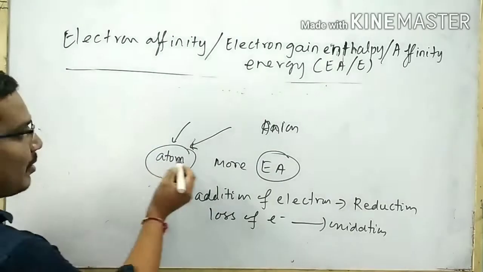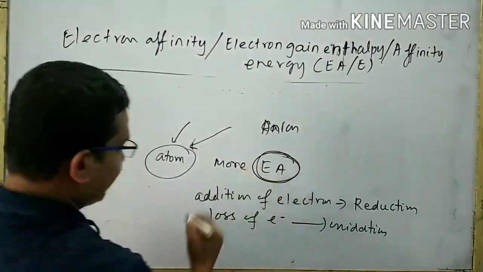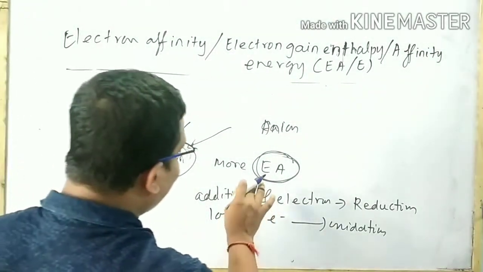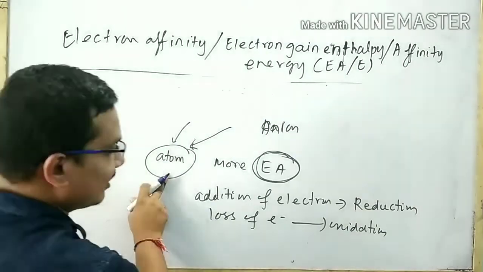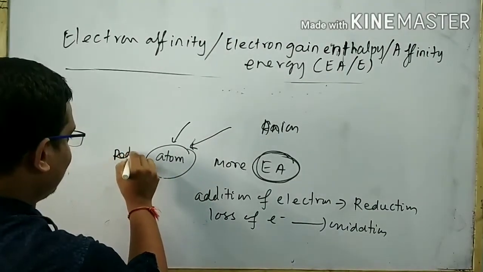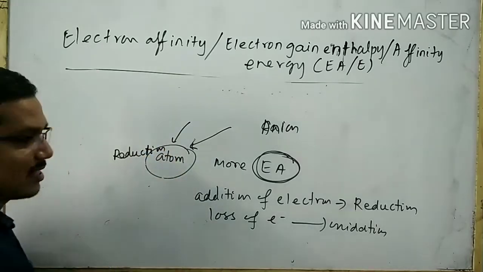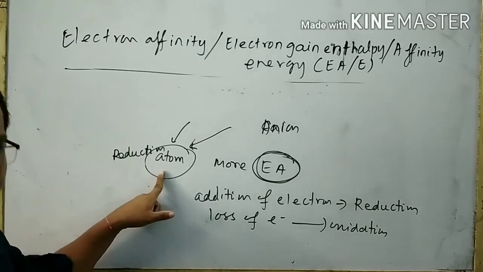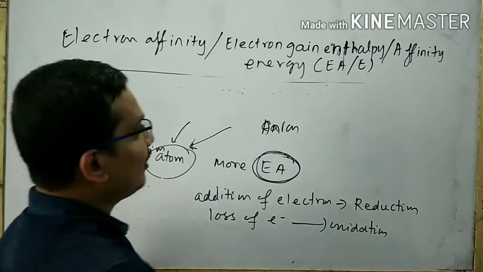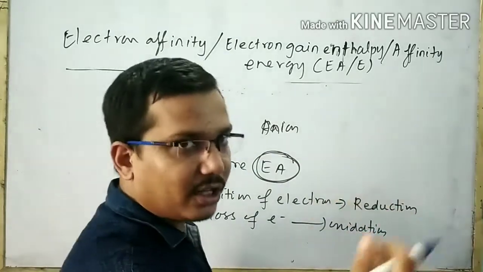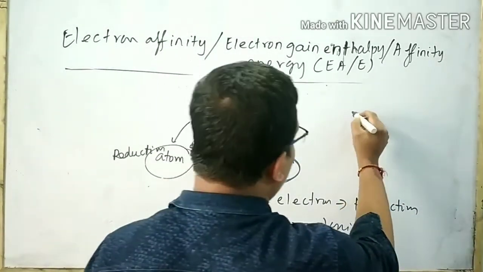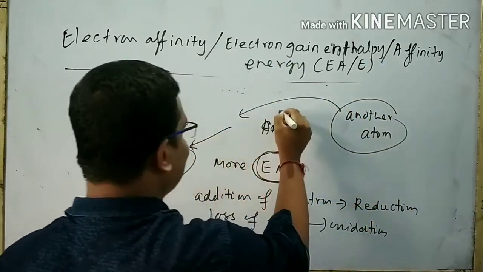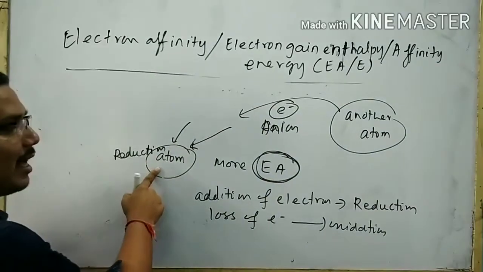The atom having more electron affinity means that when we add an electron to this atom, this is called reduction. That means the atom undergoes reduction. As a result, one electron is added to the atom. But the added electron must come from another atom. That means we think that another atom loses this electron and this electron is gained by the atom.